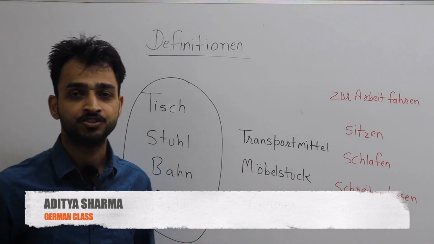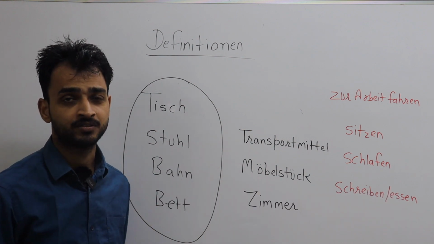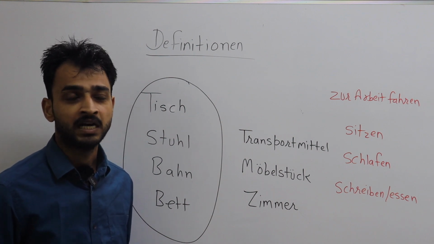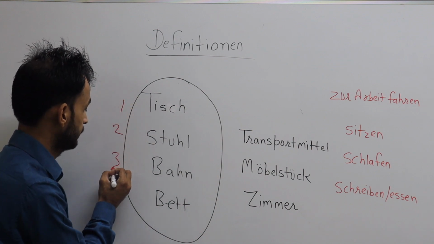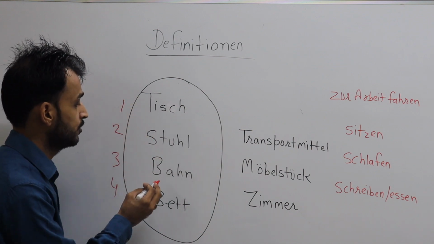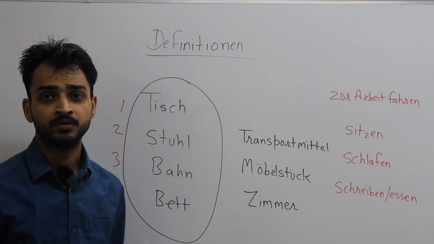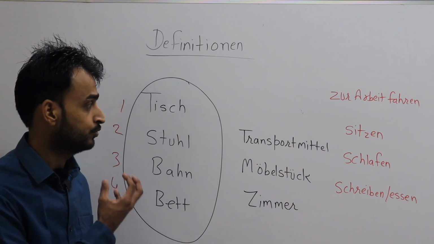Today we do definition in German. How can we give a definition with the help of a particular structure? You can give a definition using other words. I have written here 4 words you can see: Tisch, Stuhl, Bahn, Bett. Suppose these are new words you don't know. How will you define these words? How will you explain to somebody?